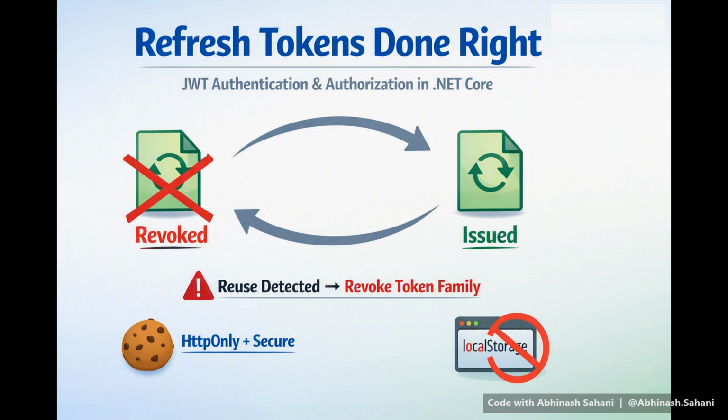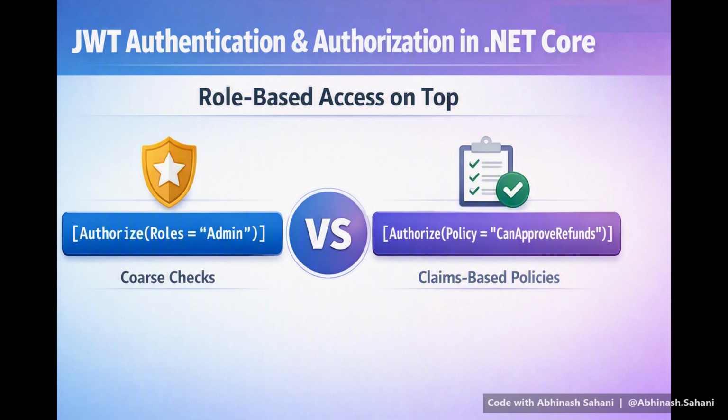Store them server-side, not just inside the JWT, so a single session can be revoked without logging out every device. Rotate the refresh token on every use: invalidate the old one, issue a brand new one. If a revoked refresh token ever shows up again, treat that as a compromise signal, revoke the entire token family, and force relogin. And never put a refresh token in local storage. An HTTP-only, secure cookie keeps it out of reach of injected JavaScript.